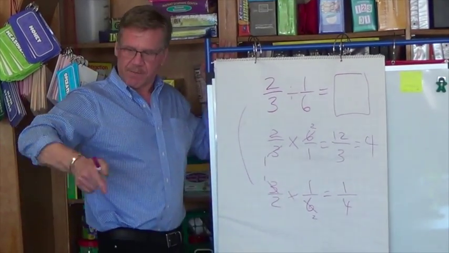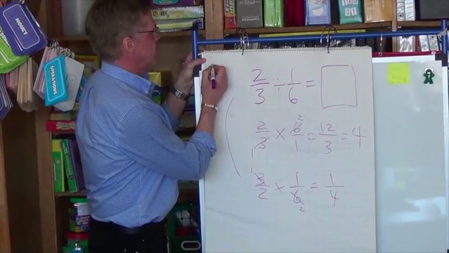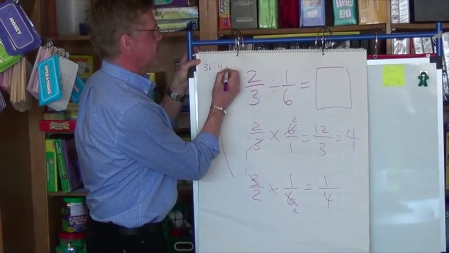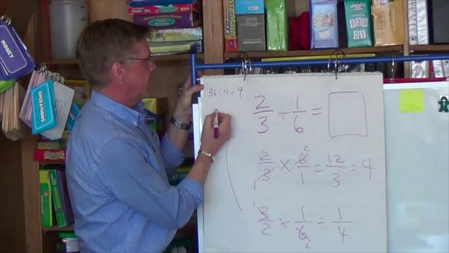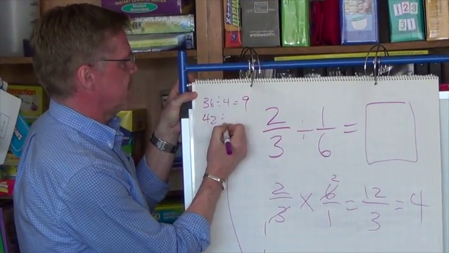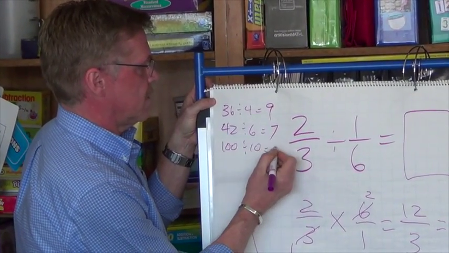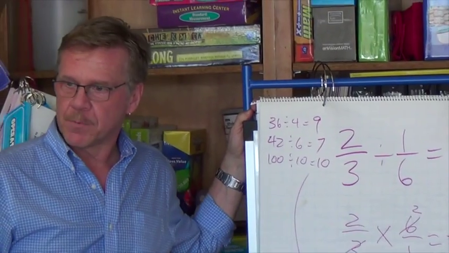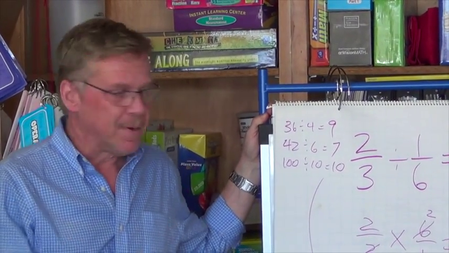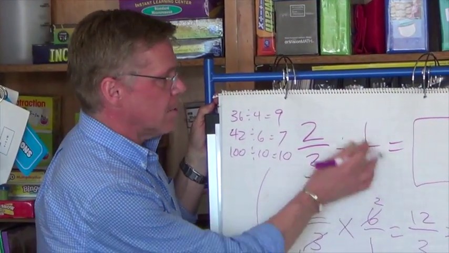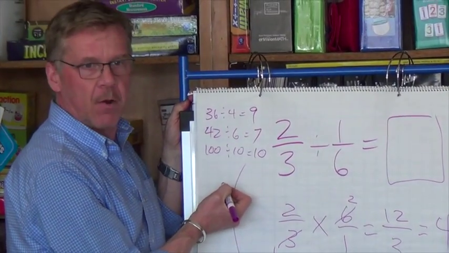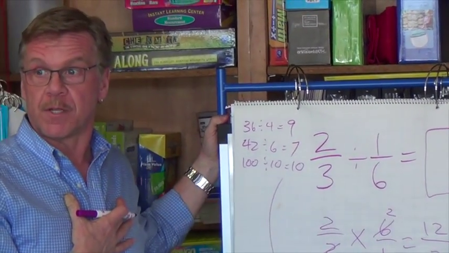So you're in 5th, 6th grade now. But when we go back to when we first learned, 36 divided by 4 equals what? 9. 42 divided by 6 equals what? 100 divided by 10 equals what? They're getting smaller and smaller. But that's not how kids digest division at all. Even adults don't normally do that.